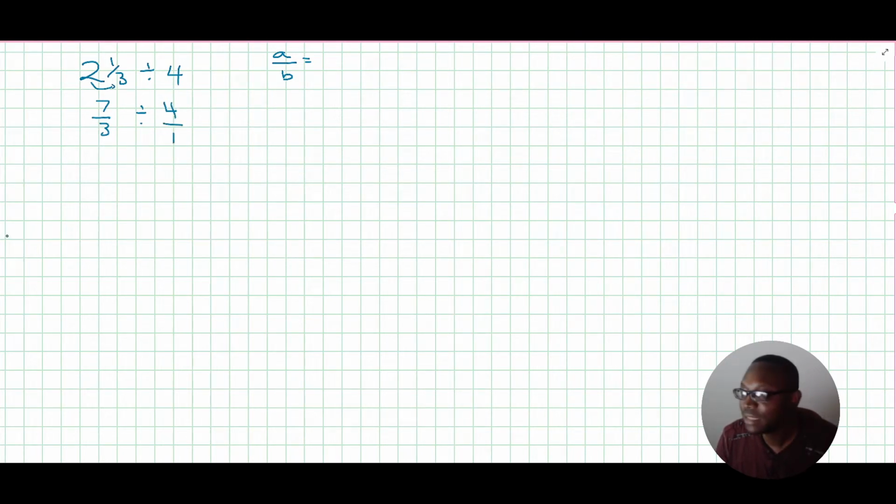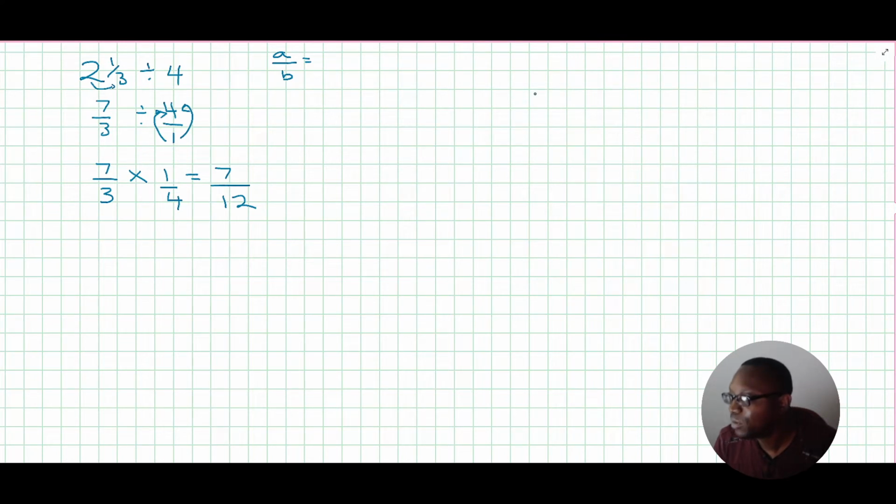Now that we have our fractions laid out as improper fractions, we're going to use our rule, which is to leave the fraction on the left side alone, change the division to a multiplication sign, and then switch the position of the numerator and denominator of the fraction on the right. So we change that to 1/4. So this is going to give us 7 multiplied by 1, we have 7. 3 multiplied by 4, we have 12.